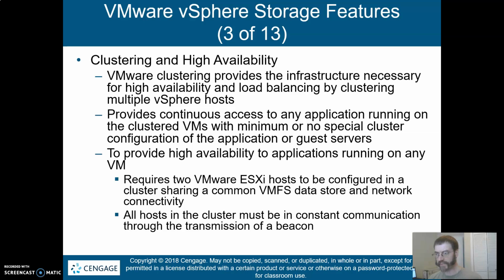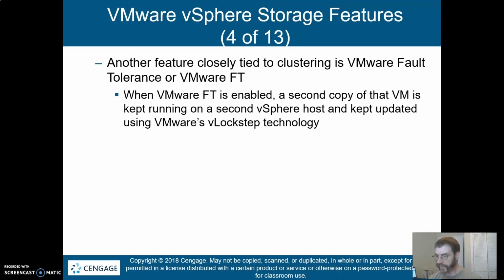Now, high availability is technically slightly different from fault tolerance. In this case, high availability means that there might be some downtime. True fault tolerance means that there's literally a second copy of the VM running on a second host, kept up to date in lockstep, so that if the first VM drops, it just falls over to the next one seamlessly. With high availability, there's going to be a little bit of downtime.